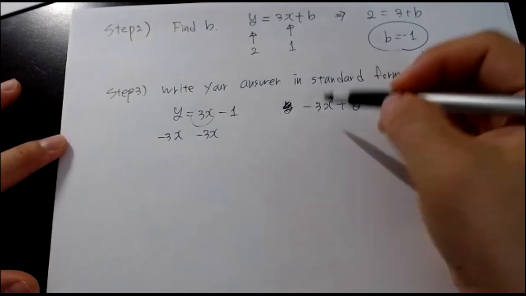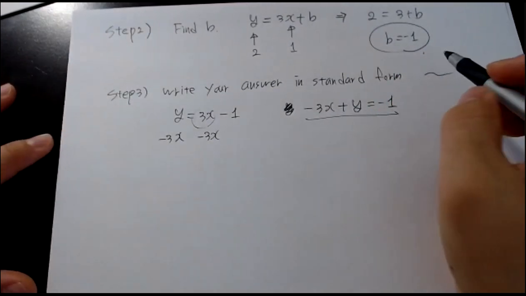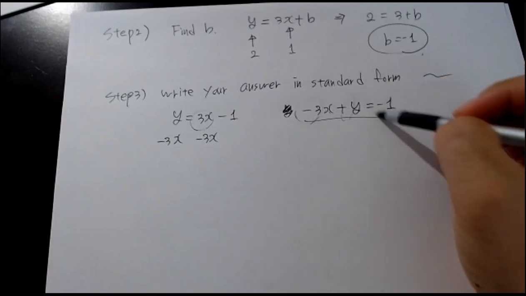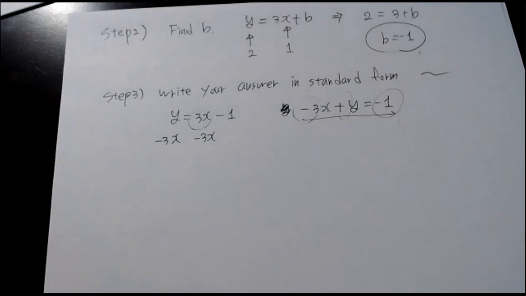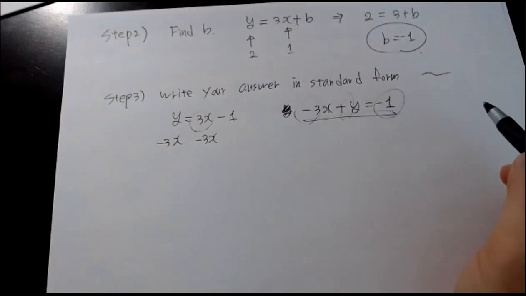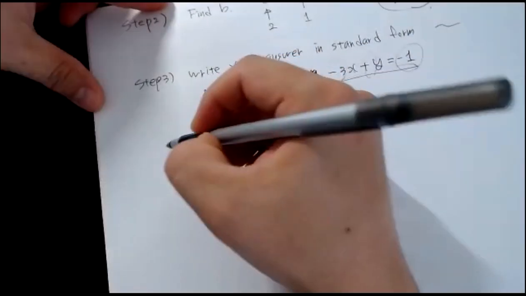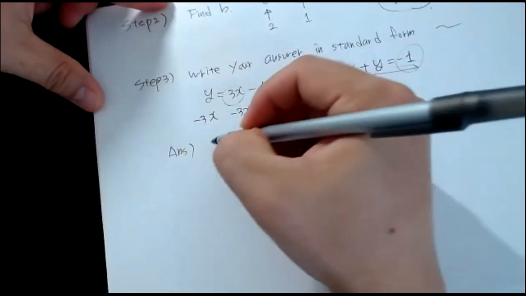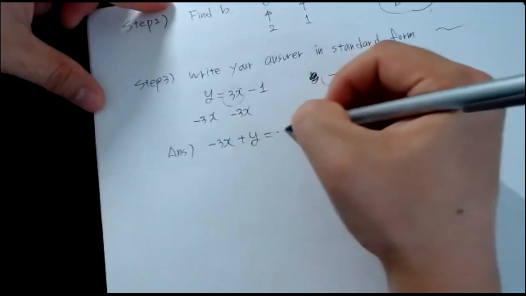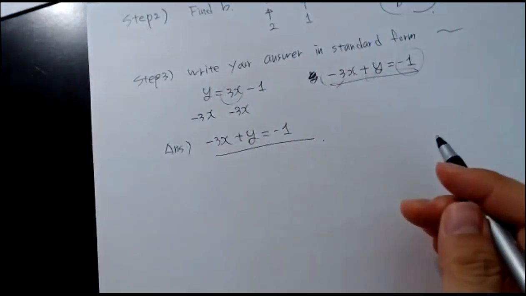So then standard form here, and fortunately, we don't have to change anything. The coefficient of x, coefficient of y, and the constant term are all integers, so we don't have to make all the numbers integers. We already got the integers. So this is the answer. So the final answer is: negative 3x plus y is equal to negative 1. Okay.